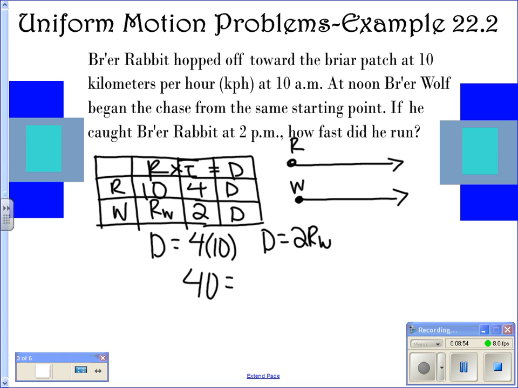So what does 40 equal? To RW, and so RW would equal how fast did he run? 4 times 10. Rate times time for the rabbit is the same thing as the distance. Was it miles per hour? No, it wasn't. Kilometers. Does that make sense? Any questions on these? Okay.